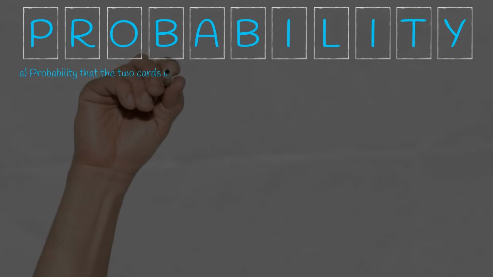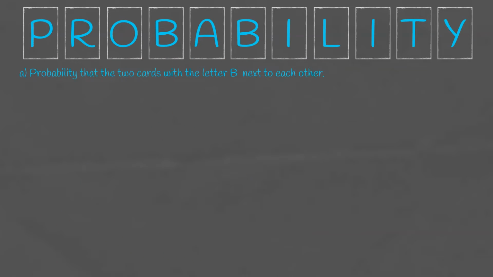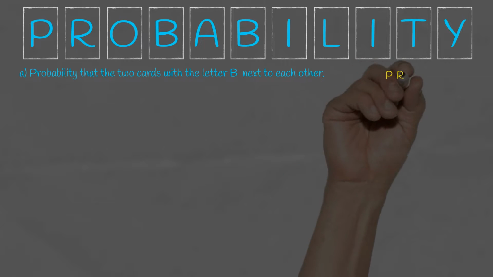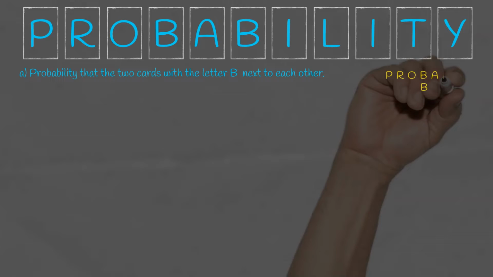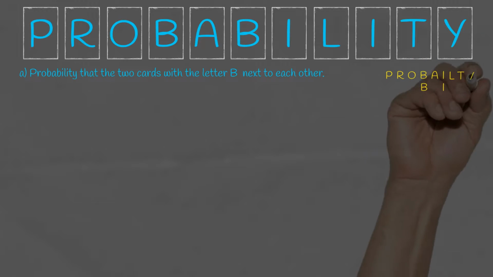So we have the letters from the word probability written on separate pieces of card, and we want to find the probability that the two cards with the letter B will be next to each other if we pick them and lay them out randomly. Now, as we can see, probability has 11 letters, 2 B's and 2 I's.